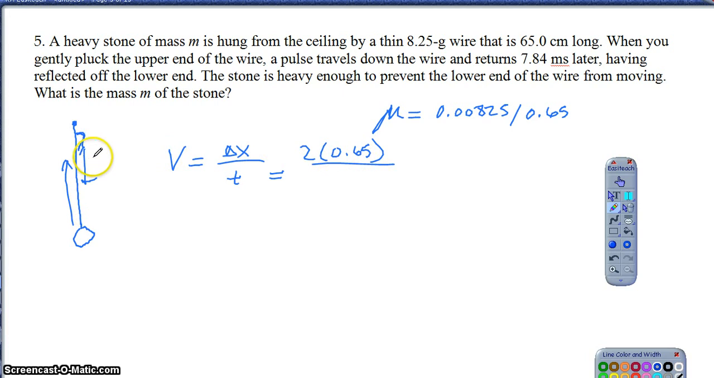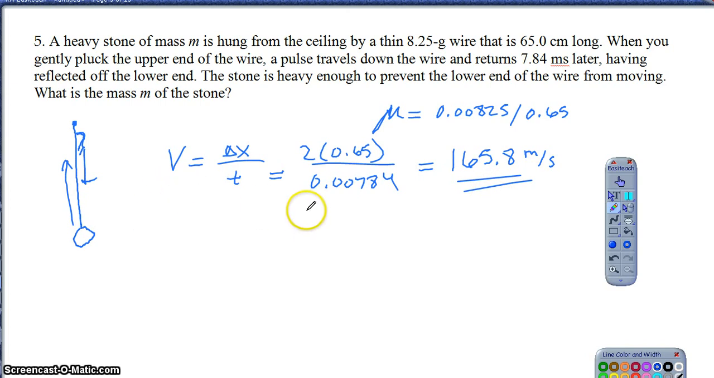Because it has to go down and back. And then the time is again 0.00784 seconds, since it is 7.84 milliseconds. And so that tells me then that the velocity of the wave is about 165.8 meters per second. So obviously rounding that off to a few places there, but 165.8 meters per second. So that's how fast the wave is traveling.